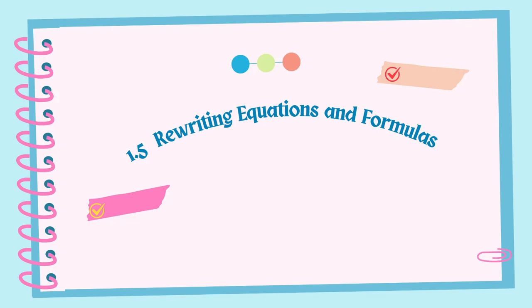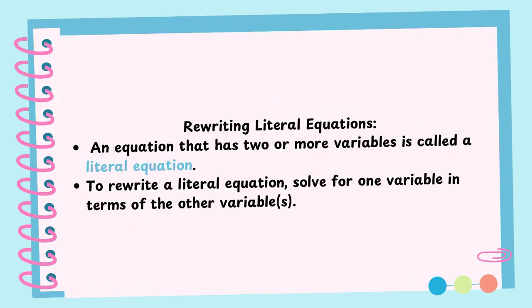Rewriting equations and formulas. Rewriting literal equations. An equation that has two or more variables is called a literal equation. Okay? So here we have to rewrite a literal equation, solve for one variable in terms of the other variables. So if you think about it, it means what? What does literal equation mean? It's a variable or letter that represents a number or an unknown quantity such as x in an equation.